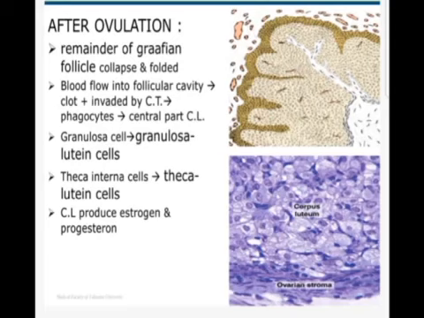The granulosa lutein cells exhibit structural features of steroid producing cells. So there will be abundant smooth endoplasmic reticulum and mitochondria with tubular cristae. Their cytoplasm also contains the yellowish lutein pigment. This pigment is responsible for the characteristic yellow color of the corpus luteum.